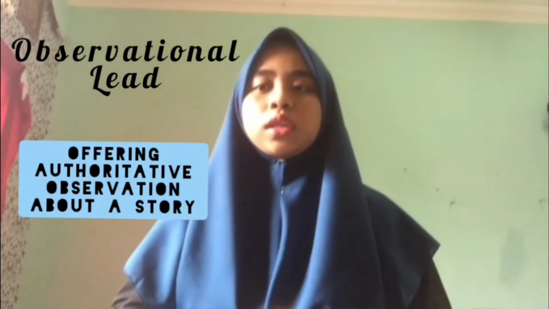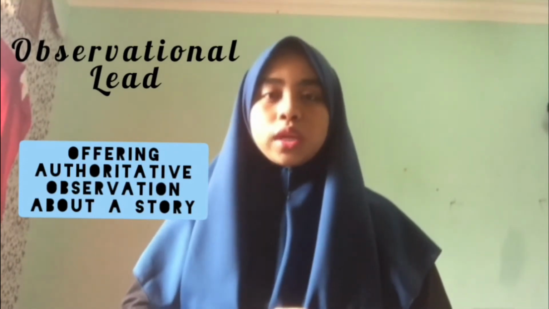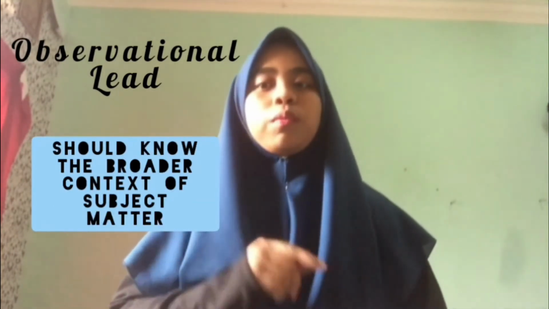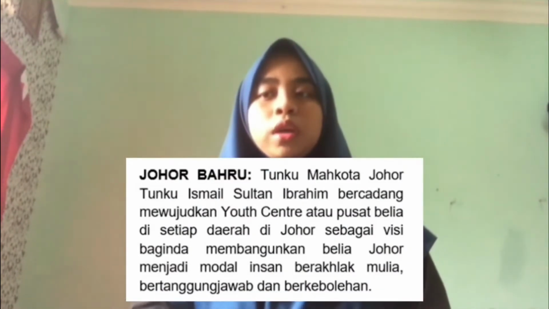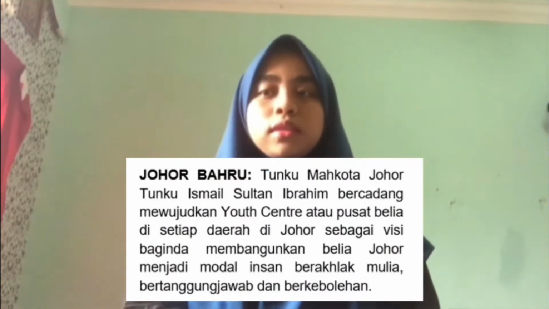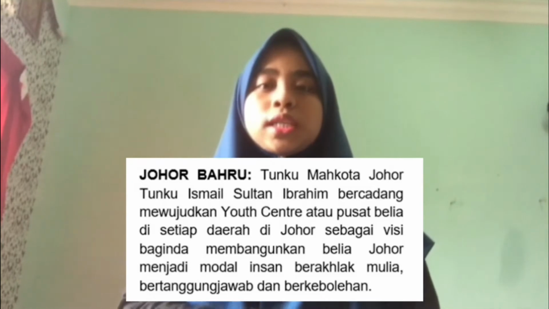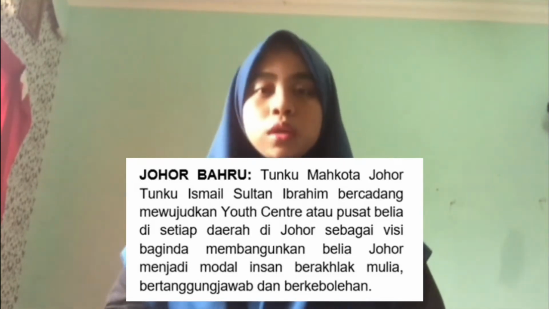The second type of lead is the observational lead, which means offering an authoritative observation about a story and how it fits with the larger picture. You should make sure you know the broader context of the subject matter. The example of an observational lead is: Tunku Mahkota Johor Tunku Ismail Sultan Ibrahim bercadang mewujudkan youth center atau pusat belia di setiap daerah di Johor sebagai visi baginda membangunkan belia Johor menjadi model insan berakhlak mulia, bertanggungjawab dan berkebolehan. That's the example of an observational lead.